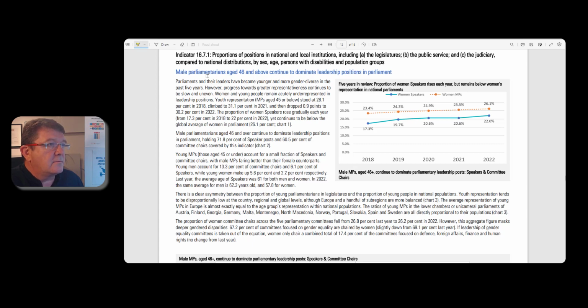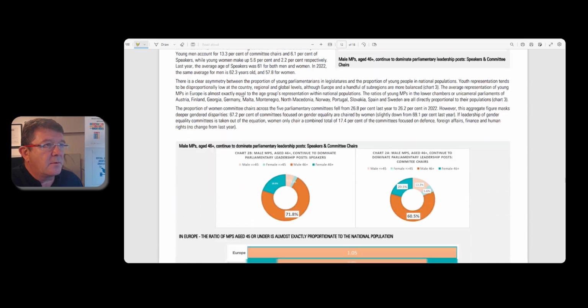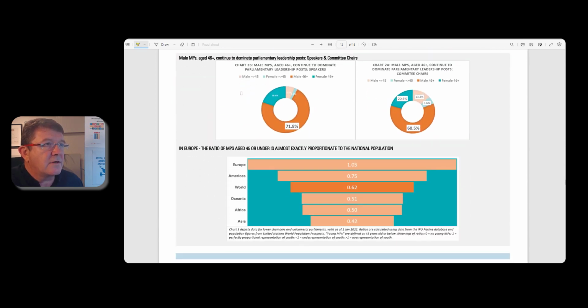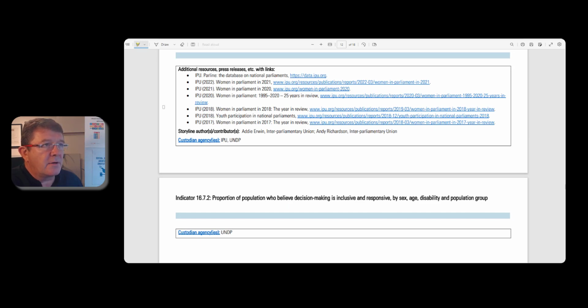It comments again that male MPs aged 46 plus continue to dominate the parliamentary leadership posts. There's some more graphs there that illustrate this. In case you needed any more proof, there are 2 charts there that show that in relation to parliamentary leadership posts and speakers, 71.8% of them were males over 46, and in relation to other leadership posts and committee chairs, 60.5% of them were males over 46. It gives a number of other sources of information there.